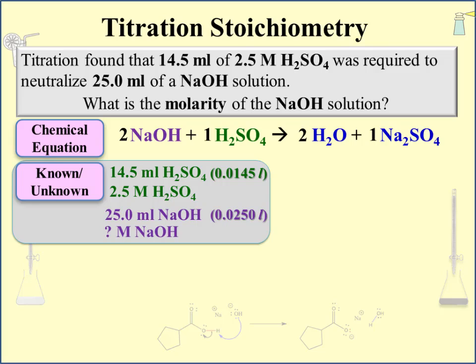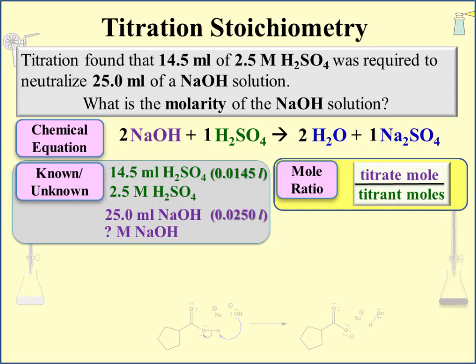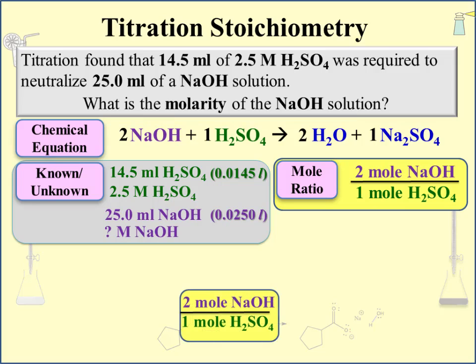With this step completed, it's time to find a mole ratio. But since this is a titration problem, we can ask, what are the moles of the titrate? What are the moles of the titrant? The titrate is NaOH. There are 2 moles of those. The titrant is H2SO4. There is only 1 mole of those. The mole ratio is 2 moles of NaOH over 1 mole of H2SO4. Insert the mole ratio into the middle of the solution equation.